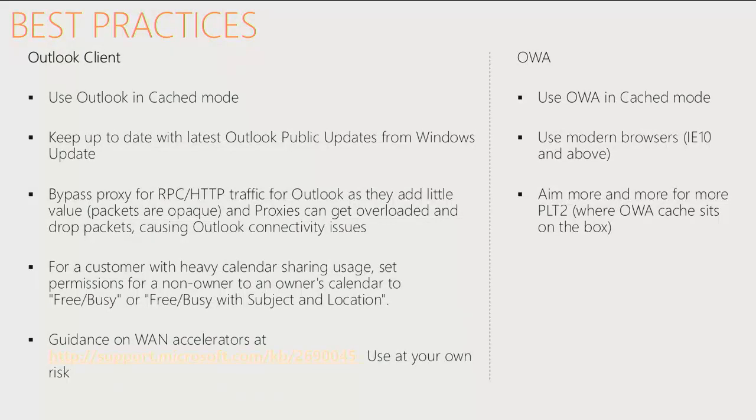Bypass the proxy for RPC HTTP traffic for Outlook. In our experience, we haven't seen it add any value. We have seen people doing it, and of course, there are instances where, because of this, proxies get overloaded, there are packet losses, and then we run into the Outlook connect-disconnect issue, which we see many times. Microsoft IT used to do that. Yeah, point in case.